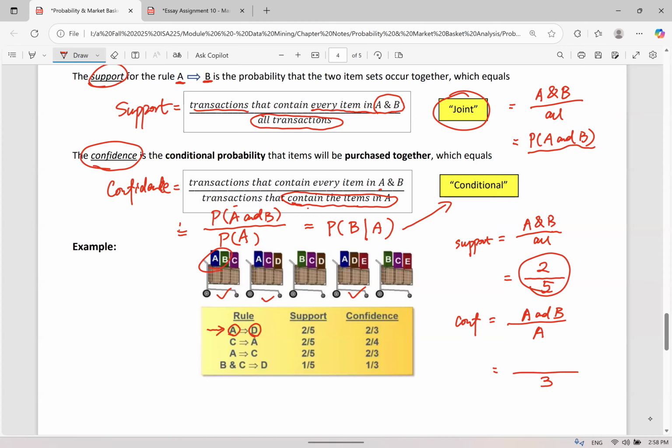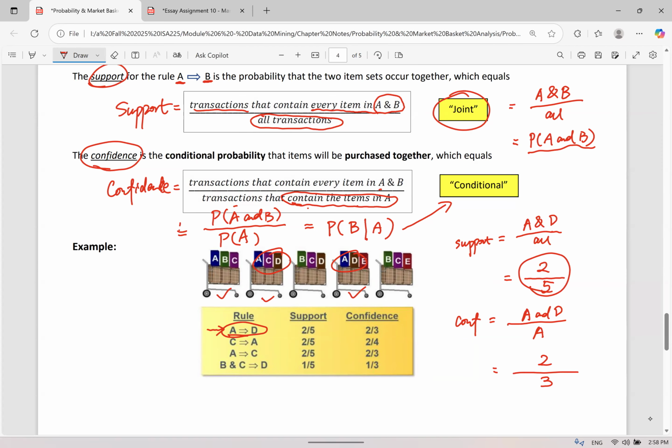Would be this one. Anything else? Oh, sorry, not A and B. It's A and D. So we are talking about this rule, A implies D. Let's just change our formula a little bit so that you don't get confused. A and D. So how many of them contain A and D? It'll be this one and this one, containing both of these 2 items. So that will be 2 out of 3.